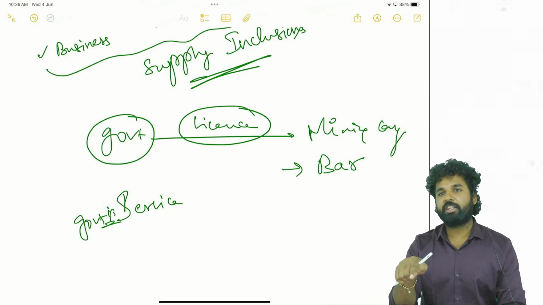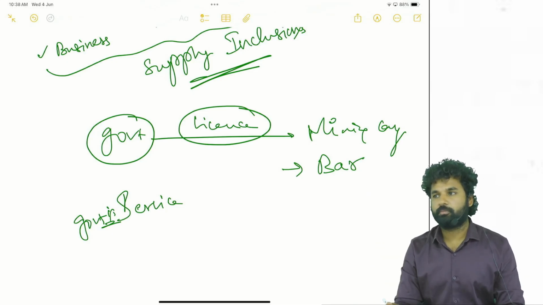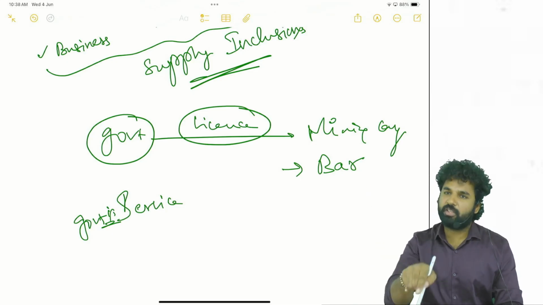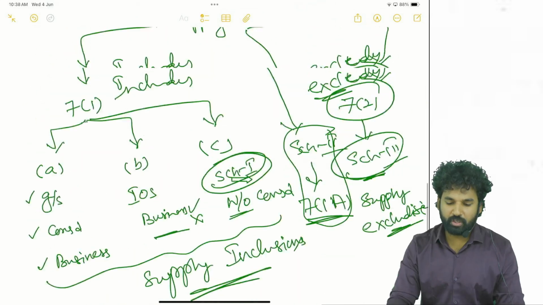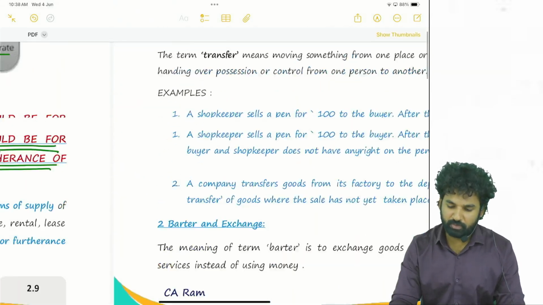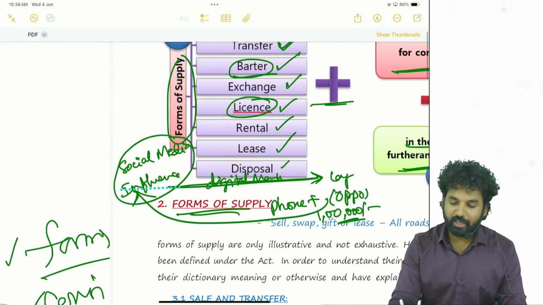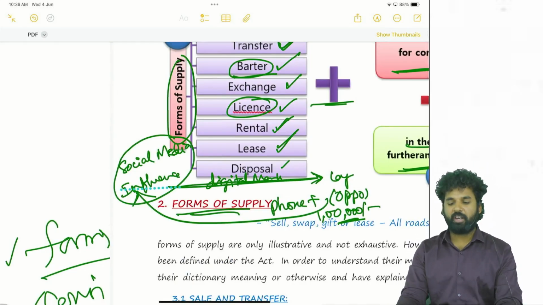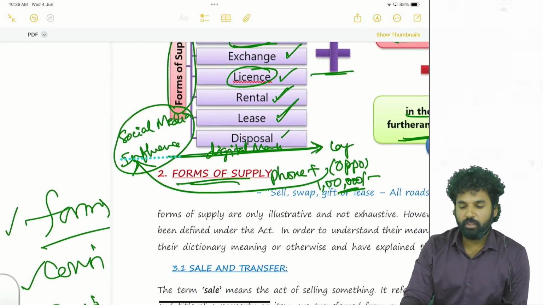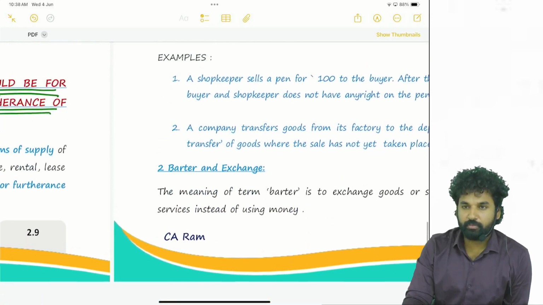It will attract GST or not, it is a different issue. First of all, it is a supply. Yes, it is a supply. Okay, this is what is license. So this is also a form of supply. Next, rental lease. What is the difference between rental and lease?